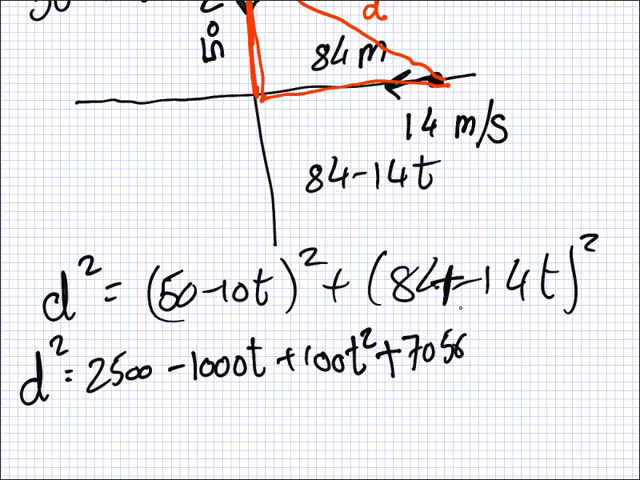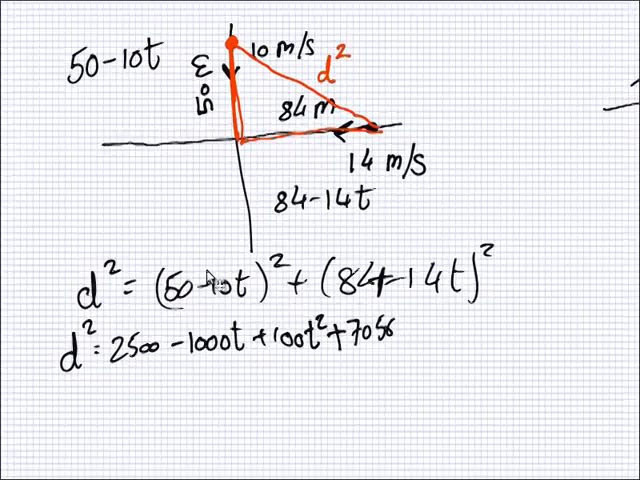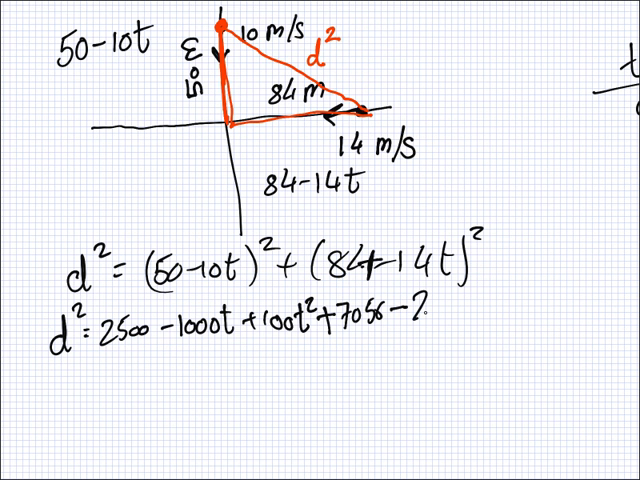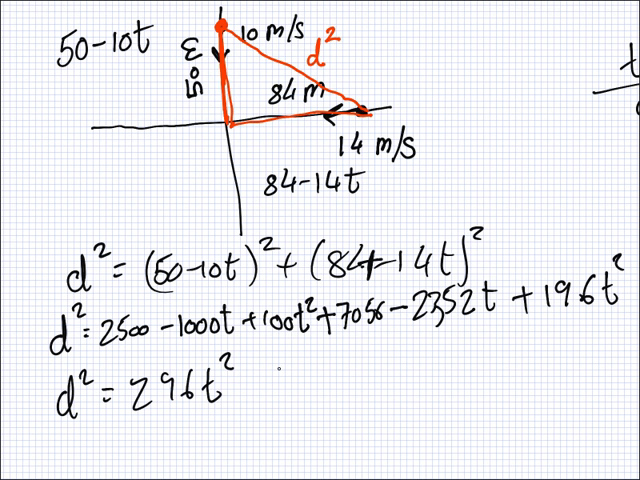7056. And then 28 times 84? 2352 t. And 14 squared? 196. So t squared is 196 t squared. Minus 2352 t. Plus 9556. Actually, I don't care about that because as soon as I differentiate it, it's gone.